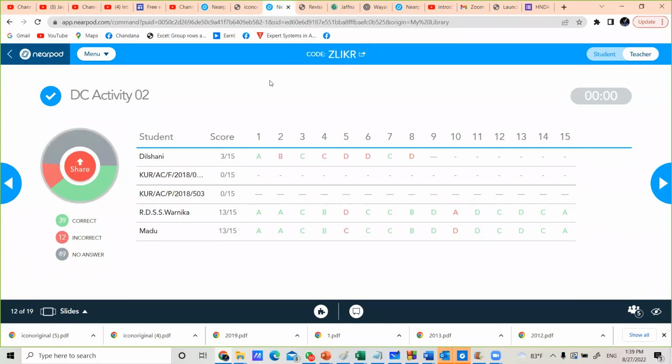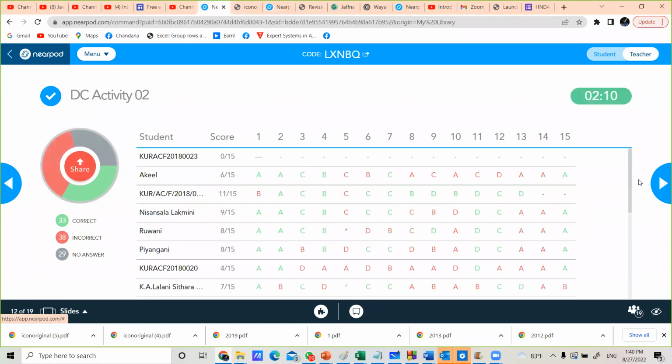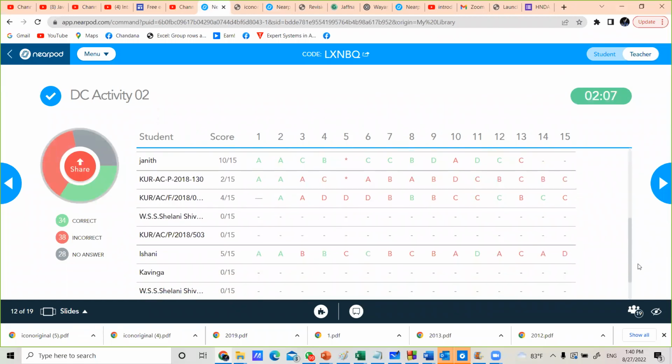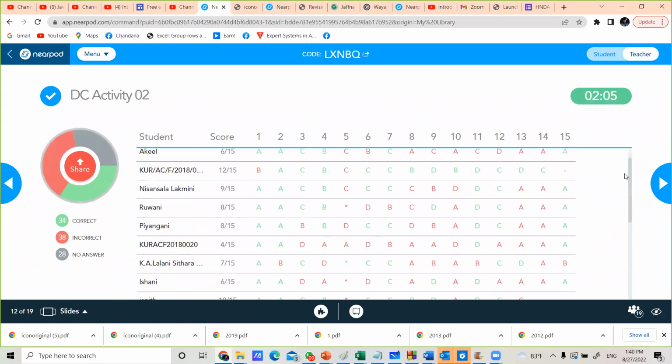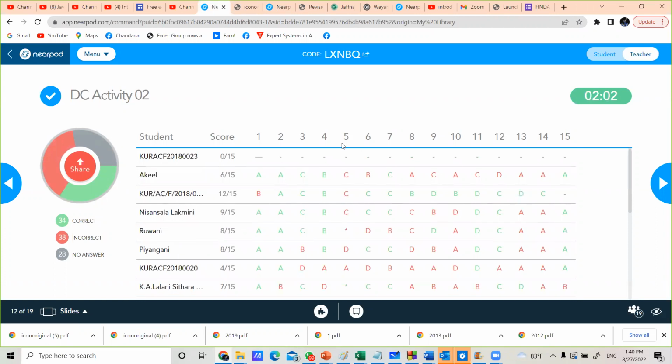Here also in this group, only 5 students joined. Out of 5, 3 students have already marked the answers. Out of 15, 2 students got 13 marks, Varnika and Madhu. Only 2 questions were wrong. Then look at the answers. Some of you are having some trouble, I think. More red color means you are having more errors.